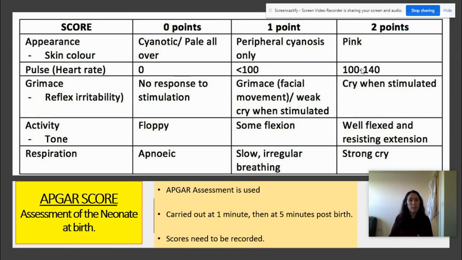Pulse rate, we're checking here. So as you can see, normal is 100 to 140 in this chart.